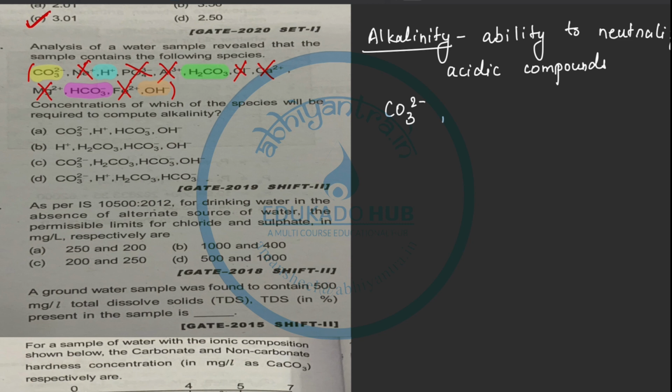In these 5 compounds, we should remember that H2CO3 and HCO3- can never come together. Both are same, only one hydrogen is there, so only one can be there. In the second option there is H2CO3 and HCO3- together. So the only option remaining is option A. So the correct answer is option A.